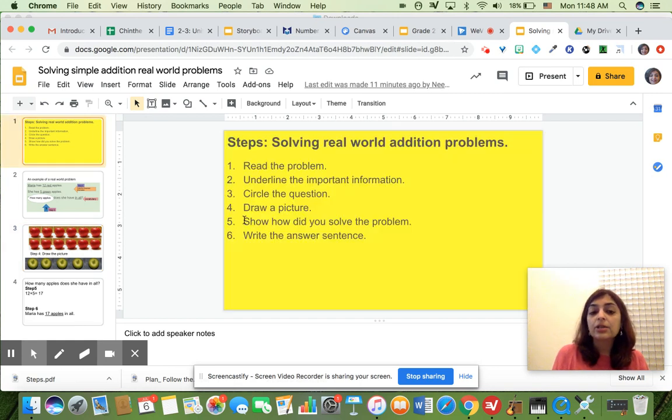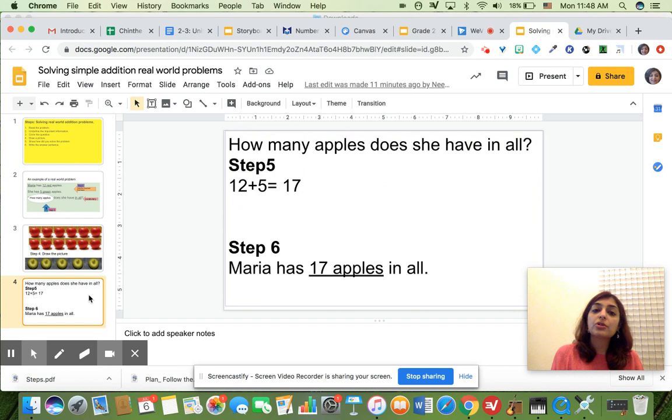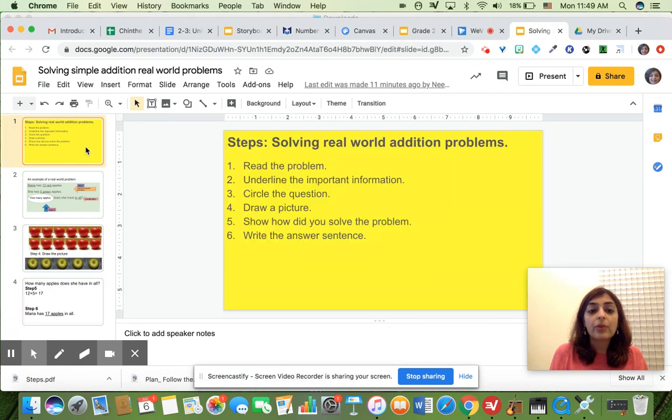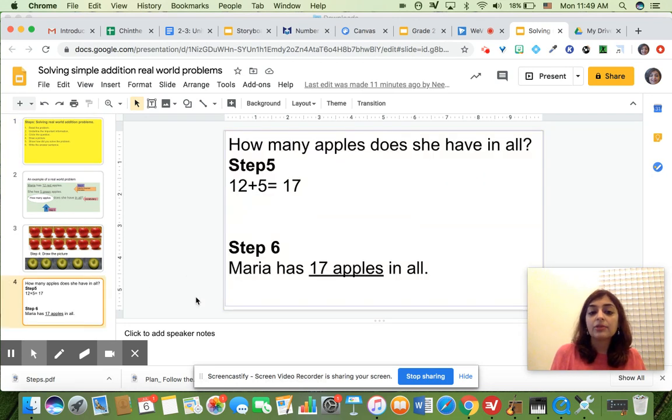So after drawing the picture, let's look at the next step. Our next step says, show how you solved the problem. Well, that's very important because in this given word problem, you will add. Since I need to find out how many apples she has in all, I brought the two addends together, 12 plus 5, and that gave me a sum, 17. Well, the last step is write the answer sentence. So you are to write down Maria has 17 apples in all, because that is what we were finding out at the beginning.